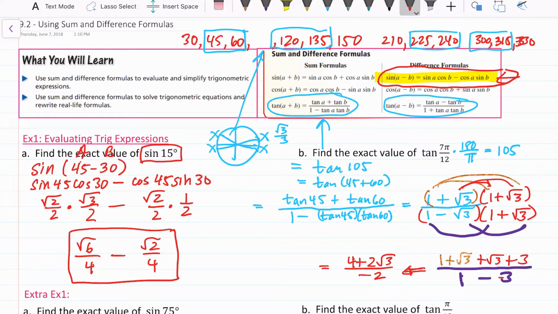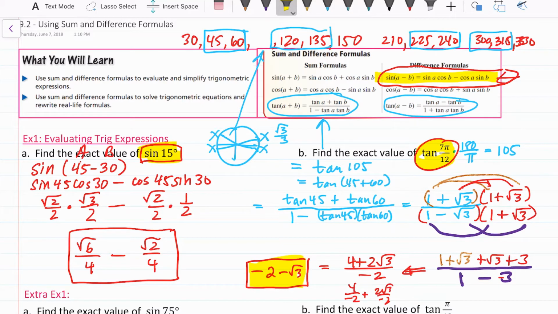Then we're going to reduce all of this. So you reduce them separately. So it's 4 over negative 2 plus 2 radical 3 over negative 2. So when you reduce this, you get negative 2 minus the square root of 3 for your final answer for this. Okay, so tangent of 7 pi over 12 is negative 2 minus radical 3.